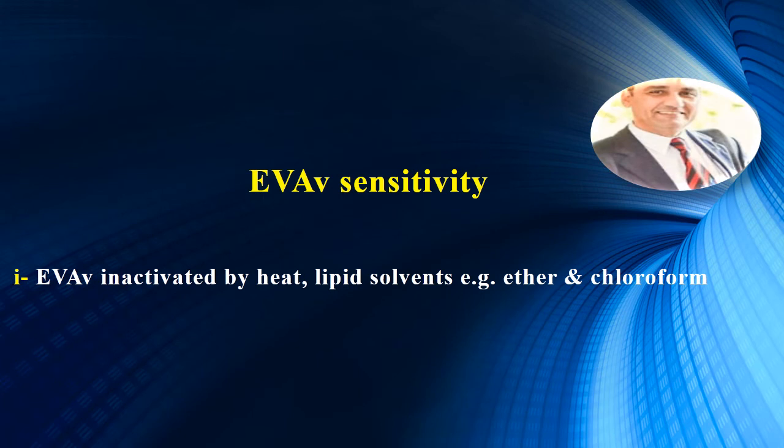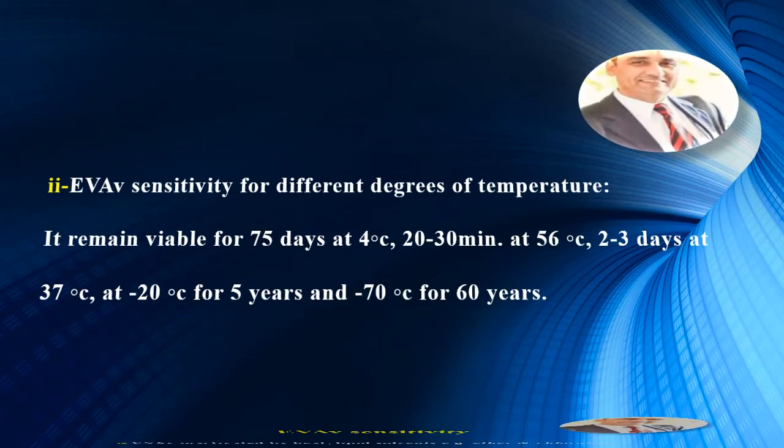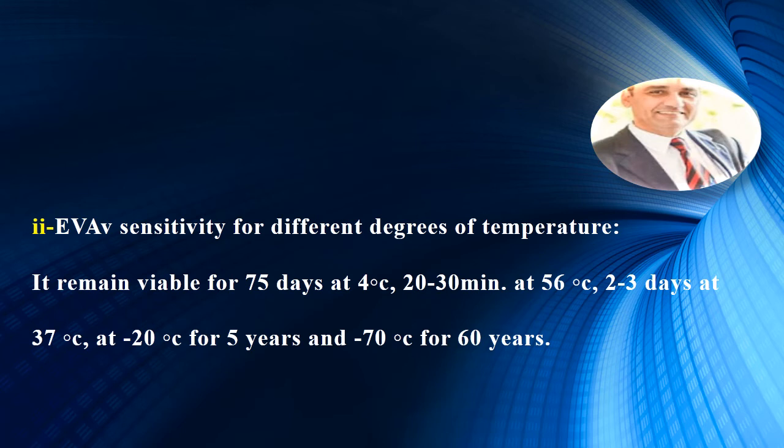Equine viral arteritis virus sensitivity. Equine viral arteritis virus is inactivated by heat and lipid solvents such as ether and chloroform. Its sensitivity to different temperatures is that it remains viable for 75 days at 4 centigrade, 20 to 30 minutes at 56 centigrade, 2 to 3 days at 37 centigrade, at minus 20 centigrade for 5 years, and at minus 70 centigrade for 60 years.